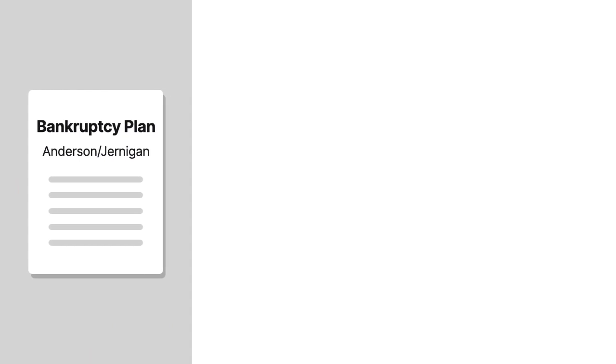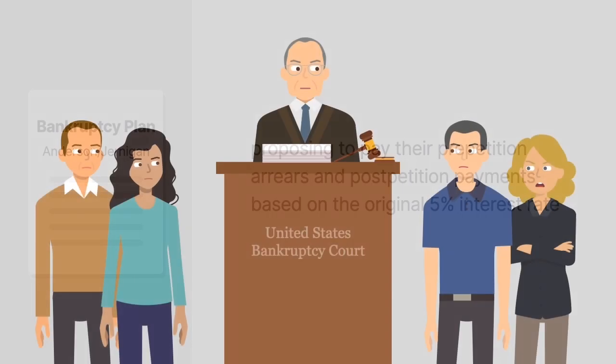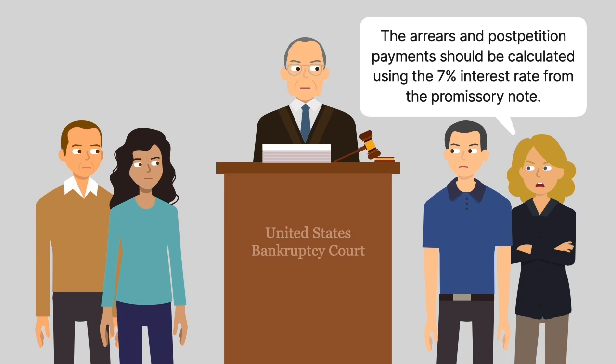They submitted a bankruptcy plan, proposing to pay their pre-petition arrears and post-petition payments based on the original 5% interest rate. But the Hancocks asserted that the arrears from the time of the default and the post-petition payments should have been calculated using the 7% default interest rate pursuant to the promissory note.